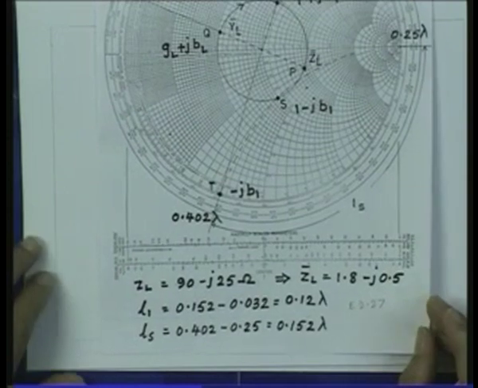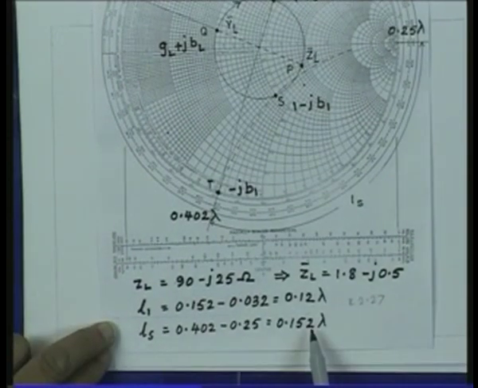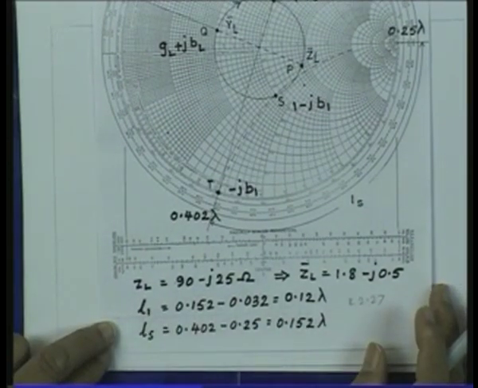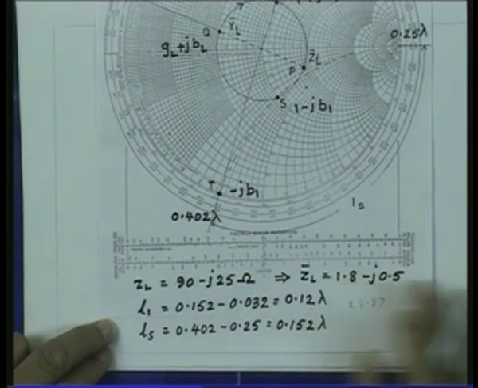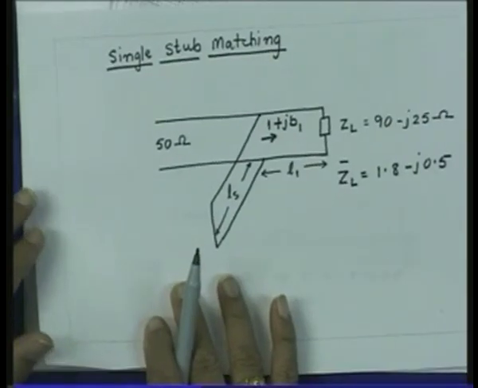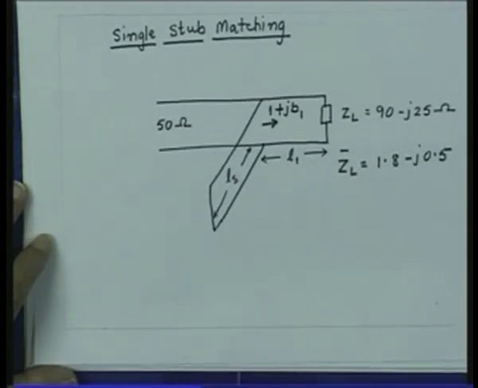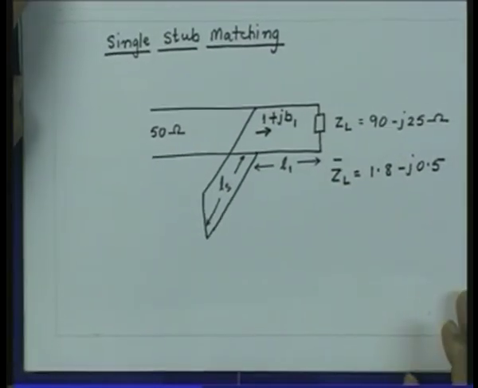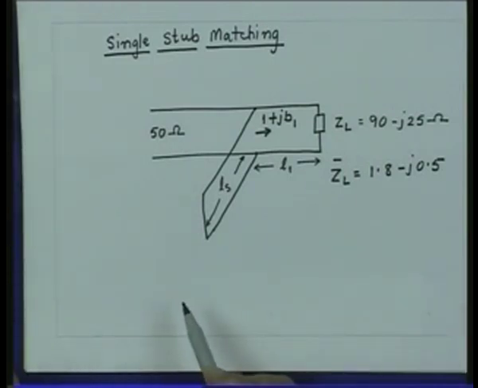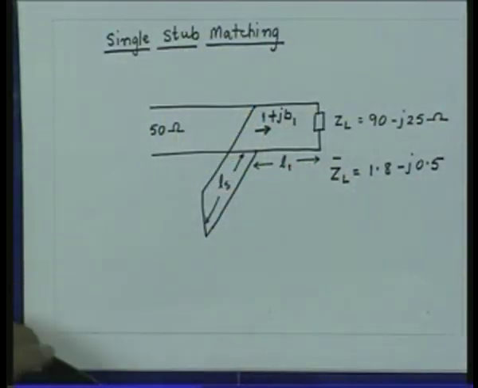So, now we have got the length of the stub, we have got the location of the stub. So, in a single stub matching, if the impedance is given first and if the line is connected in parallel with the stub, then the first step is to convert the impedance into admittance. Beyond that point, treat the chart as the admittance chart. Do the movement on the constant VSWR circle on the admittance chart.